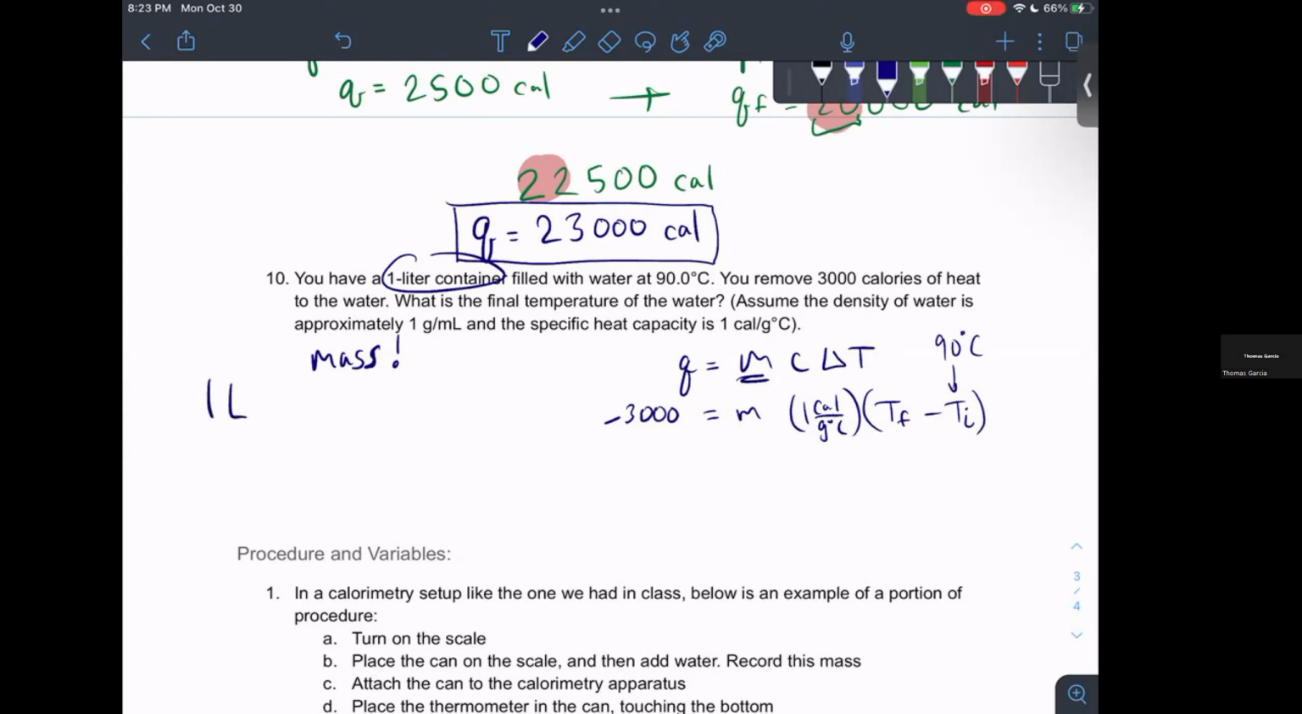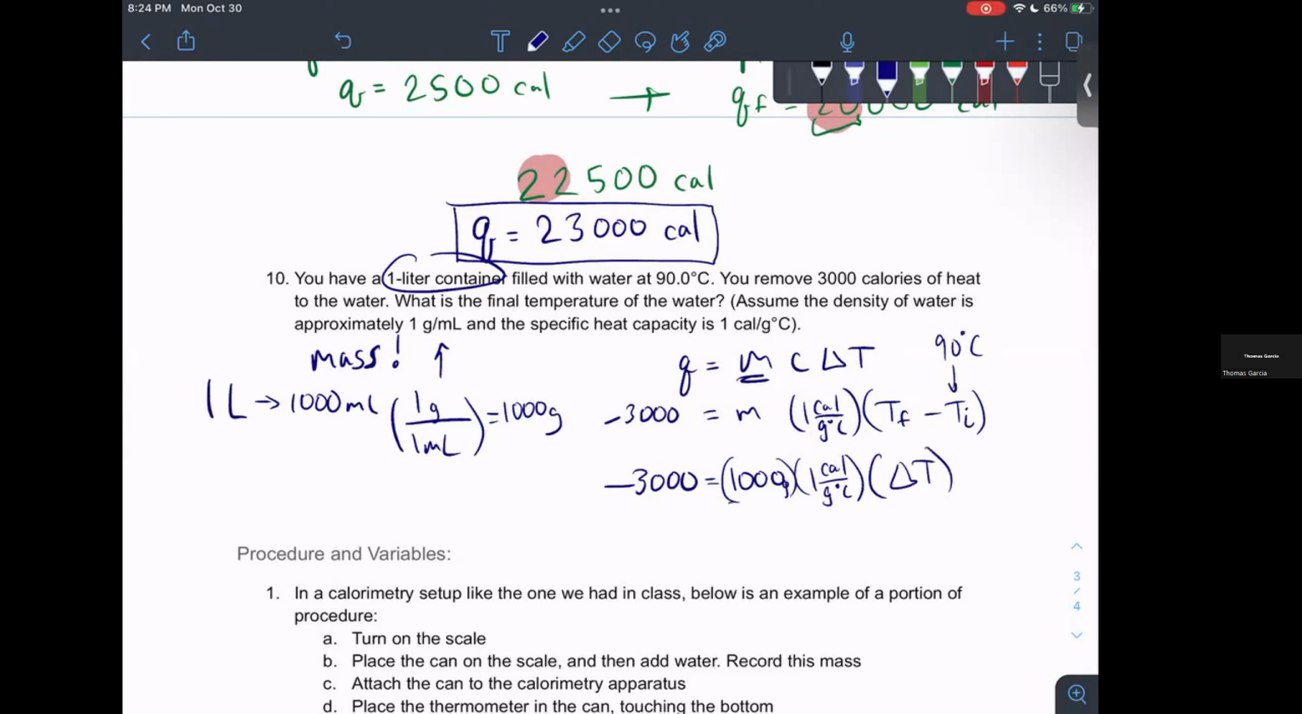We're going to start out with 1 liter. 1 liter is 1,000 milliliters. If we have 1,000 milliliters and we know that for every 1 gram, it's 1 milliliter, and I'm getting that from right here, we actually have 1,000 grams. So we can plug that in and we get minus 3,000 is equal to 1,000 times 1 calorie per gram degree Celsius times some change in T. And we'll come back to that one. We'll just divide by 1,000 times 1. That gets rid of this stuff. And we get our change in temperature is minus 3 degrees Celsius.